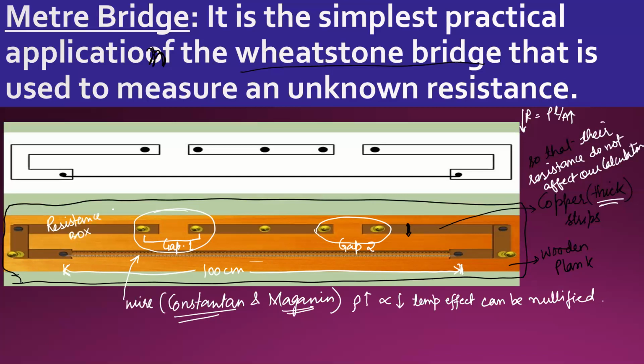Resistance box of known resistance. Known resistance. And in gap 2, we place the unknown resistance. Unknown resistance. Through this point, we connect a wire and a jockey. A jockey is a device of pen form.